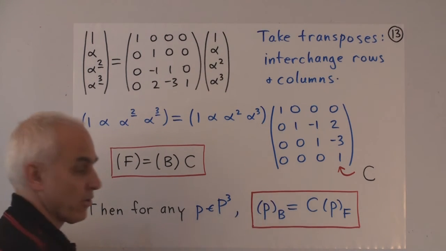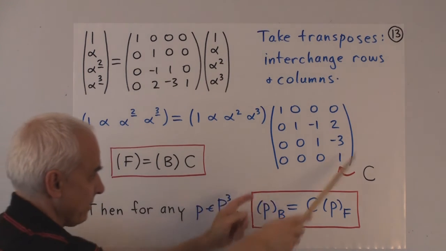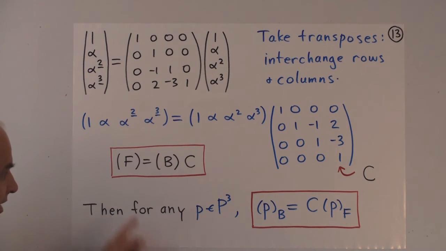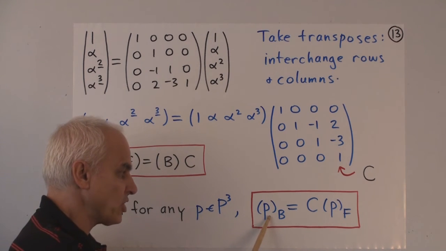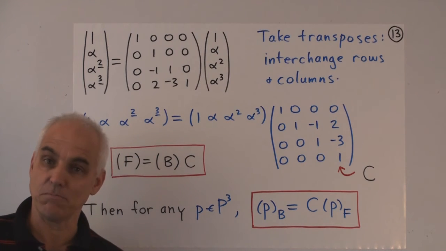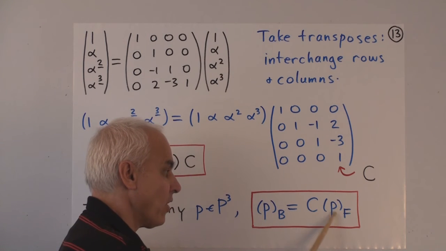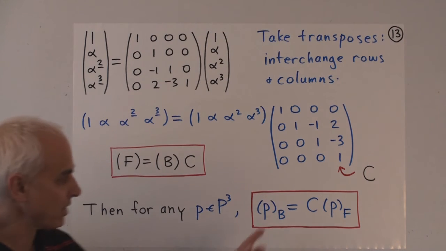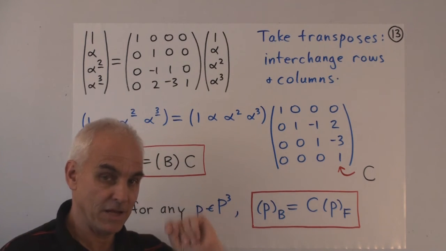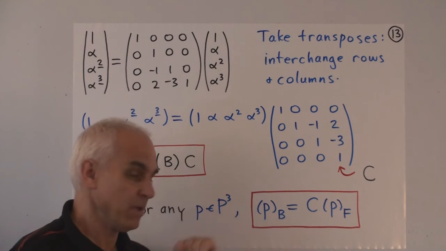So this is the matrix that we're calling C. This is the vector F, that's the vector B, that's the matrix C. And so the previous formula on the previous page tells us that for any polynomial in our little space, the coefficient vector of that polynomial with respect to the basis B is equal to C times the coefficient vector of that polynomial with respect to the basis f. Multiplying by this matrix C converts from the f basis to the b basis.